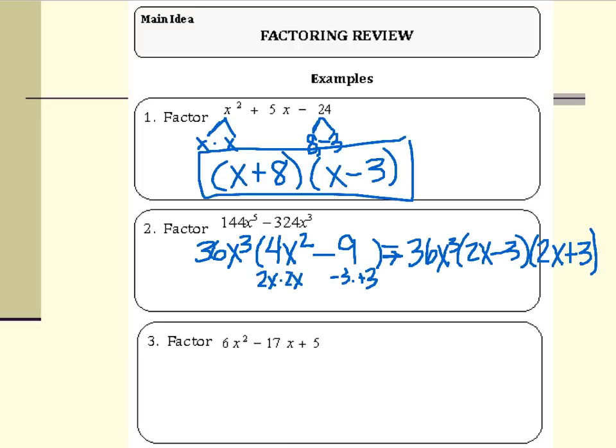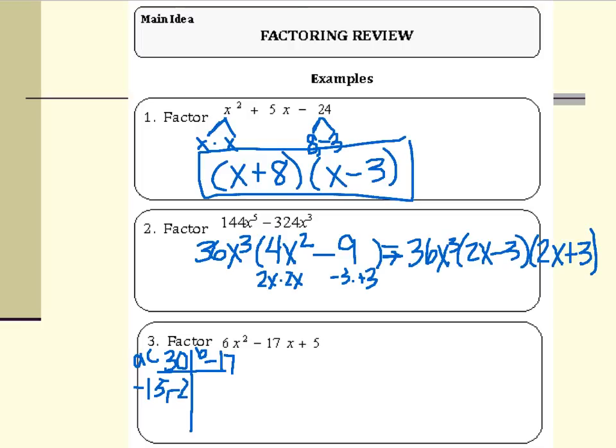Number 3 here. We want to find our factors that multiply to give you a times c and that add up to negative 17. So I'm going to make a little table. A times c is 6 times 5, that's positive 30. And then b, what they add up to, is negative 17. So we need to multiply to give 30 and add up to negative 17. And my two factors that do that are negative 15 and negative 2.